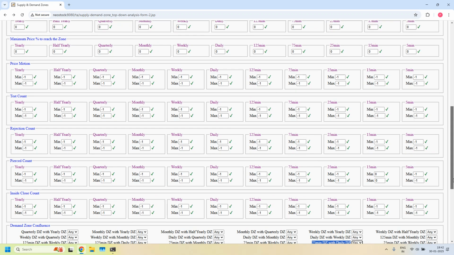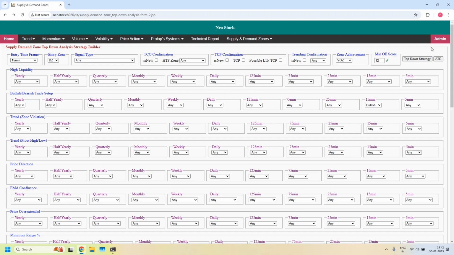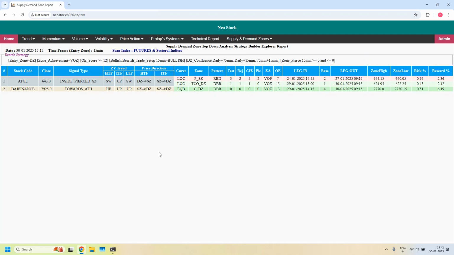With all the 3 filters, LTF, ITF, HTF demand zone confluence, we got 2 stocks. So in these 2 stocks, these 15 minutes demand zones are part of the 75 minutes demand zone. Both together again part of the daily demand zone. And daily trend is up in only 1 stock, Bajaj Finance. If Bajaj Finance is having daily EMA confluence, it is an even more high probability trade setup supported zone. Let's verify.